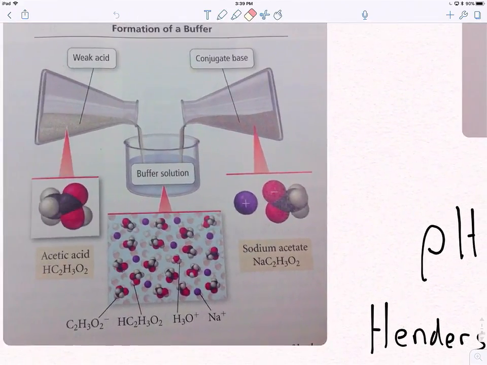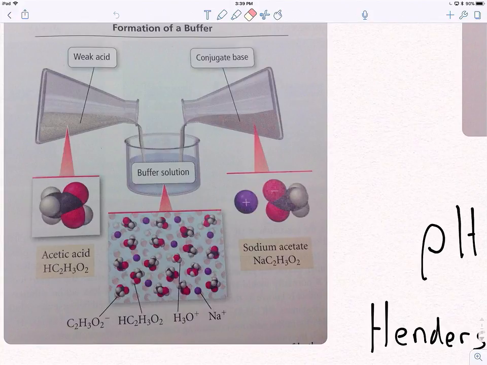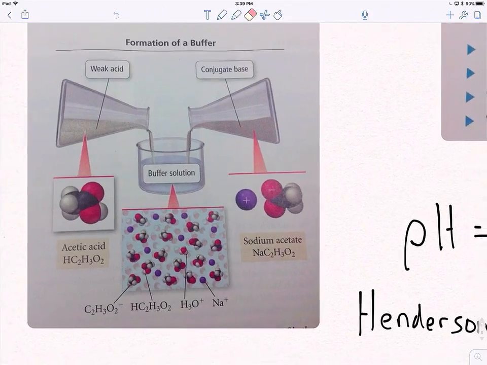And here's a picture of a buffer. You have a weak acid and its conjugate base, so acetic acid, and then sodium acetate. That's the salt of a conjugate base. So remember that, it's a strong base and weak acid, so that's an alkaline salt. Mixing them together gives a buffer solution.